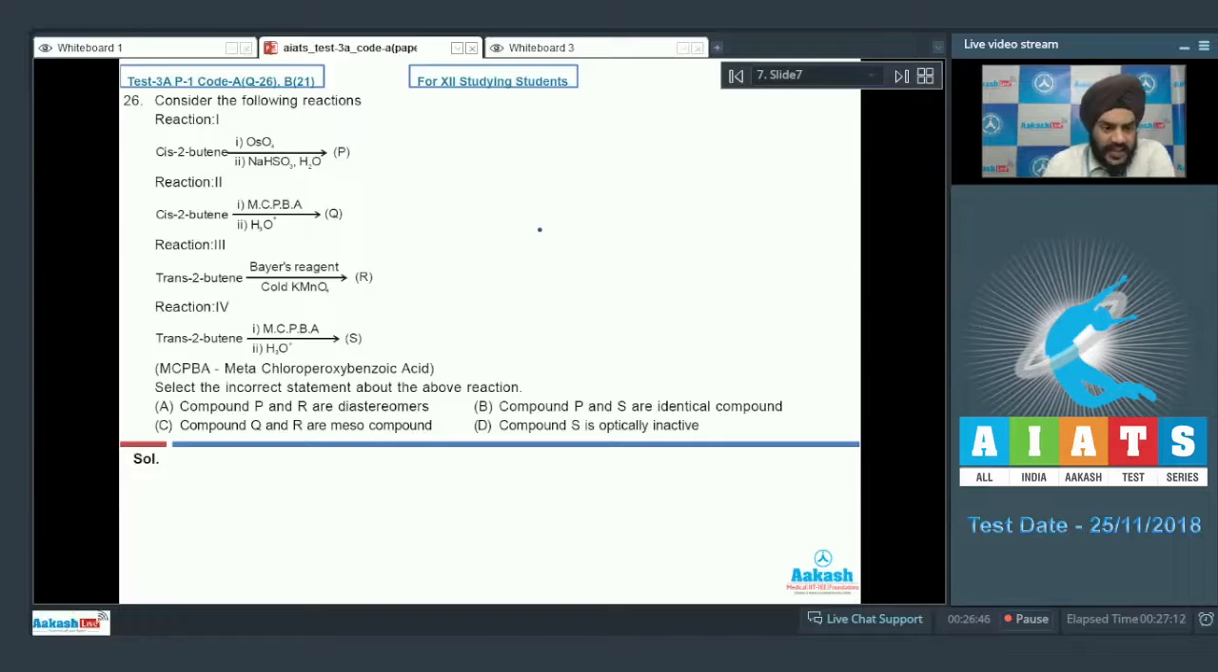Consider the following reactions. We have been given the substrates cis-2-butene and trans-2-butene, which are symmetric substrates. And we have reagents: there is osmium tetraoxide, there is MCPBA followed by hydrolysis, and there is Baeyer's reagent, which is nothing but cold KMnO4.